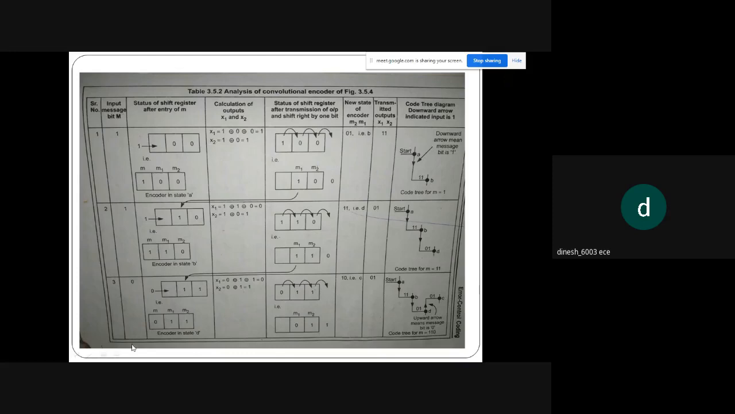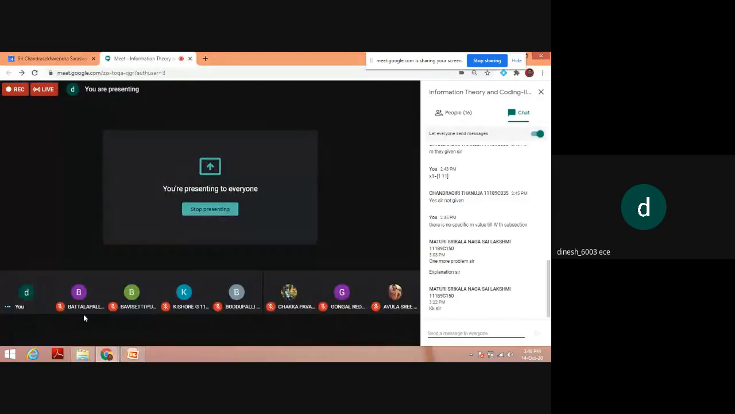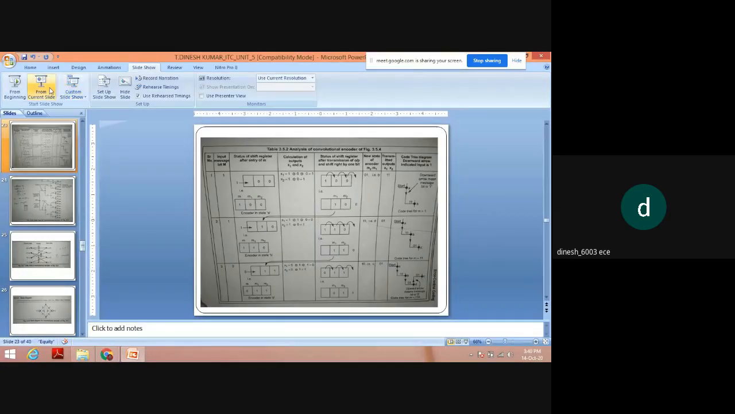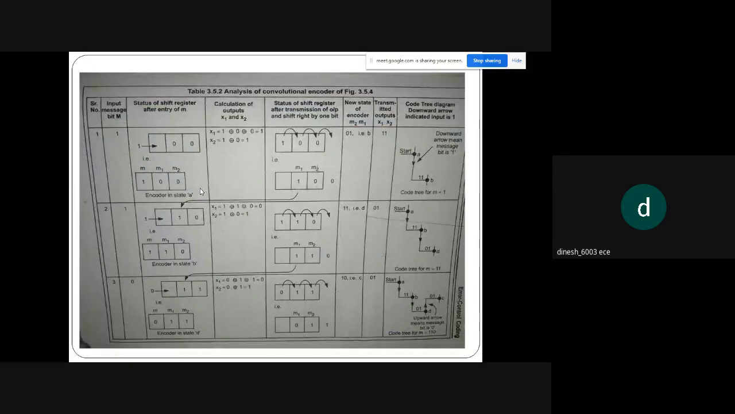So we are dividing it into 3. Why we are dividing into 3 is that we are having 3 message bits, 1, 1, 0. We are having 3 message bits, so I divided it into 3 rows.